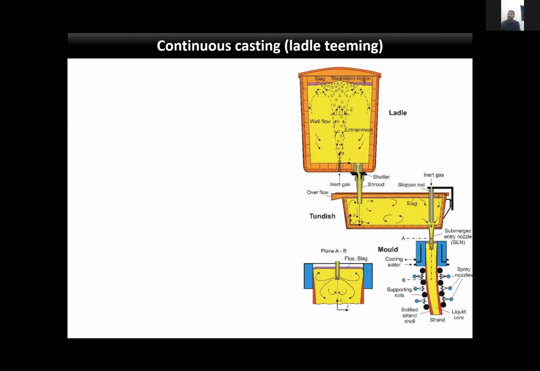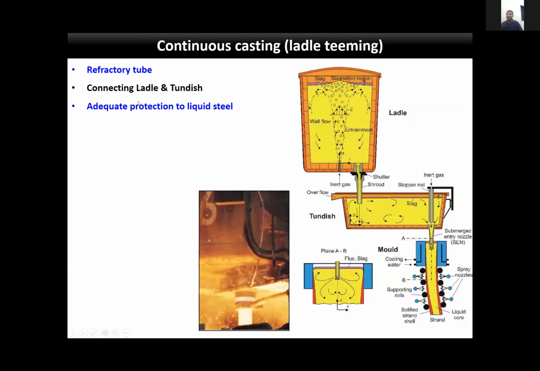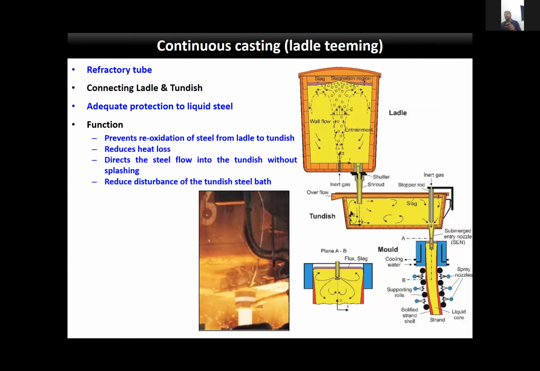Okay, and another one we know is the continuous casting process, where the liquid metal is first transferred from ladle to tun dish and tun dish to mold. These processes are called teeming, or in a general way, transfer operation, liquid steel transfer operation. You are transferring the liquid steel from one vessel to another vessel. There will be a guide tube, or you can call it a refractory tube, which connects ladle and tun dish, and that gives adequate protection to the liquid steel when you are transferring from one vessel to another.